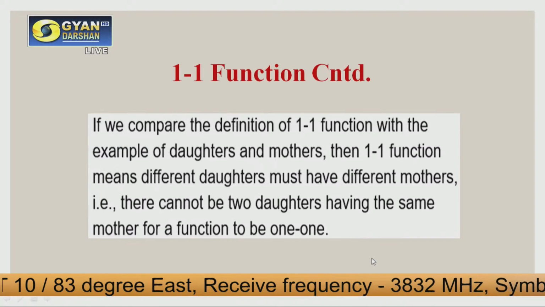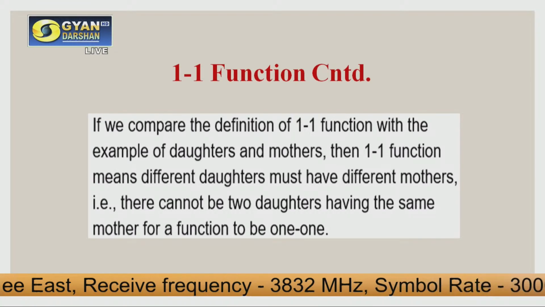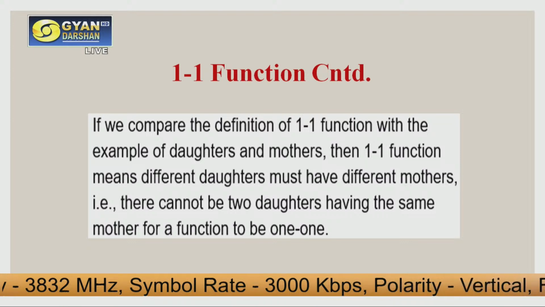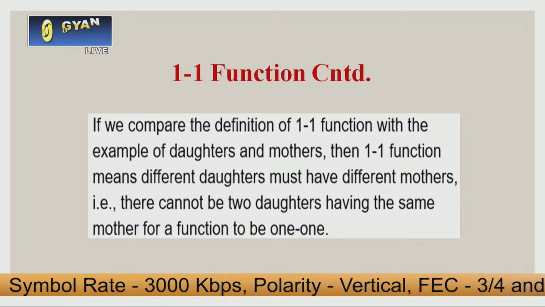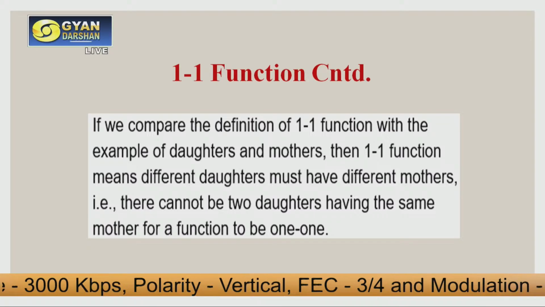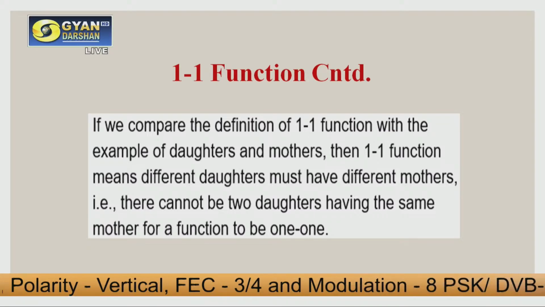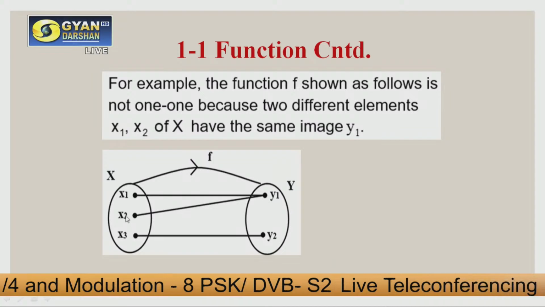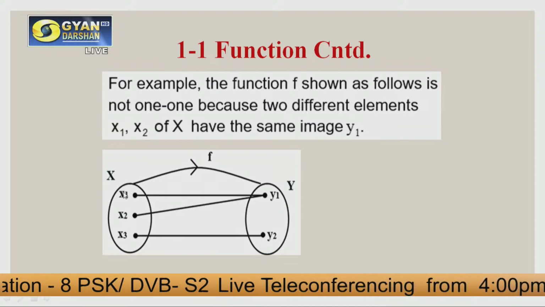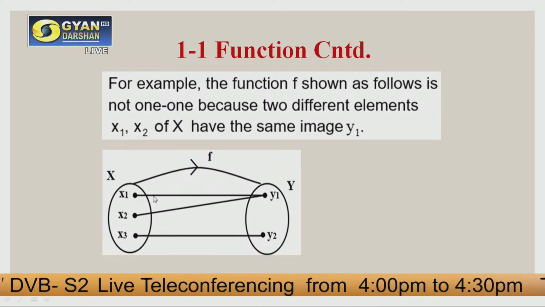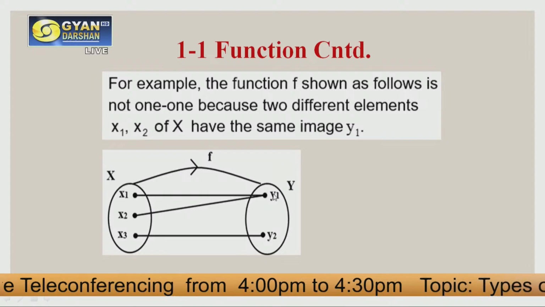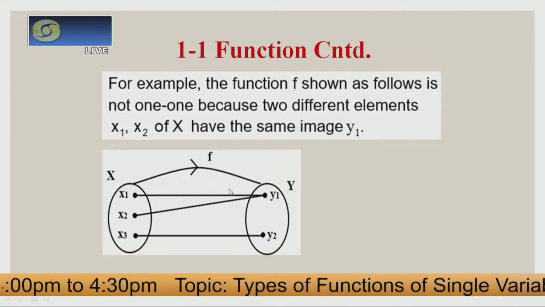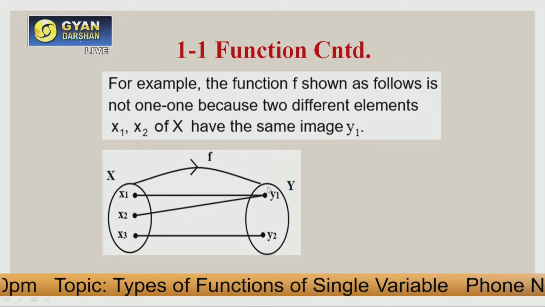If you recall, if we try to compare this definition with the example of daughters and mothers, you can say that this definition says that a function is said to be 1-1 if different daughters have different mothers. For example, here we have daughters x1, x2, two different daughters, but their mothers are not different. So this is not a one-one function. The one-one function condition says that different daughters have different mothers. So this is not a one-one function.